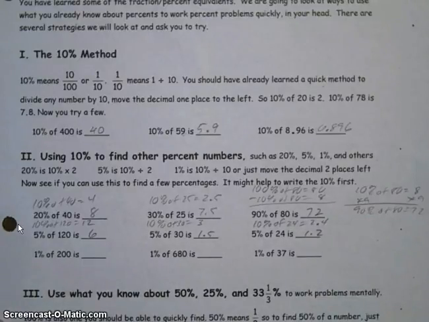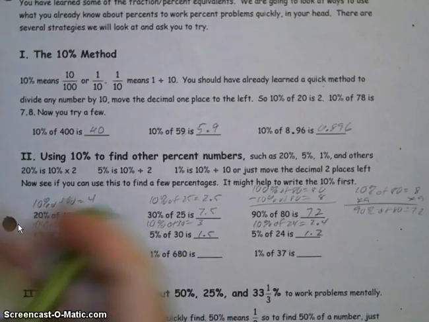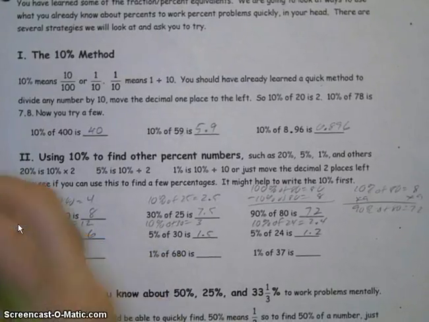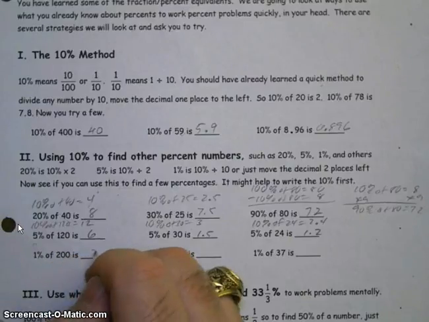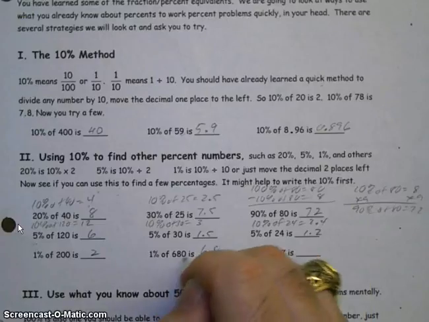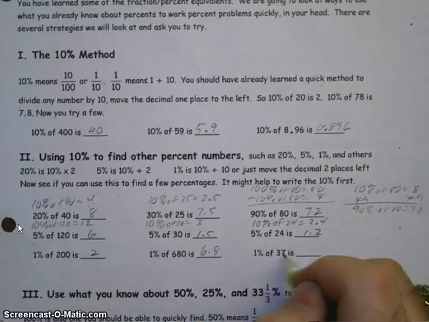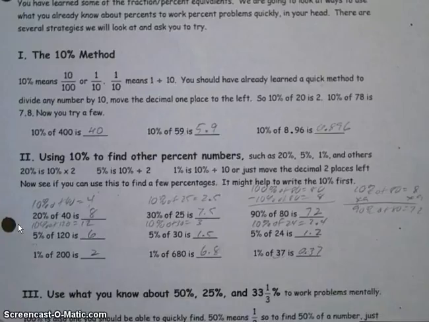We're doing 1%. Well, easy way to think of 1% is it's divided by 100. Move it over 2 decimal places. So 1% of 200 is 2. 1% of 680 is 6 8/10. Move it over 2 decimal places. 1% of 37 is 37 hundredths. Move it over 2 decimal places.